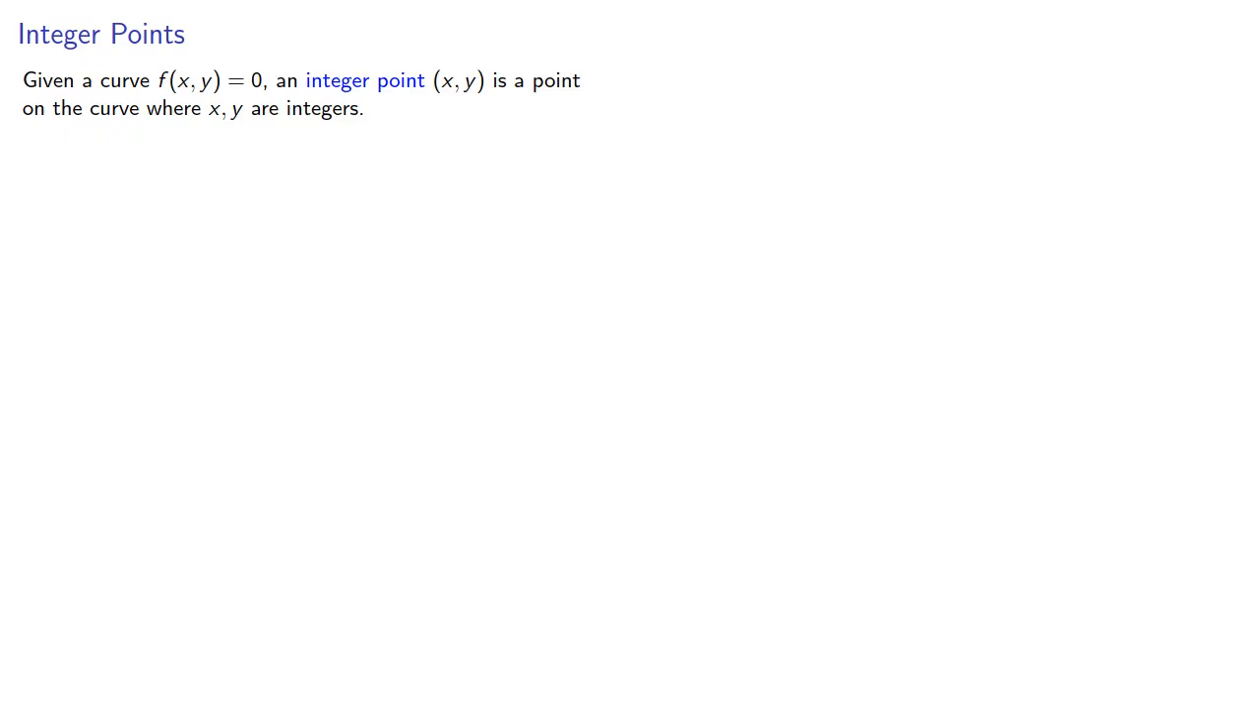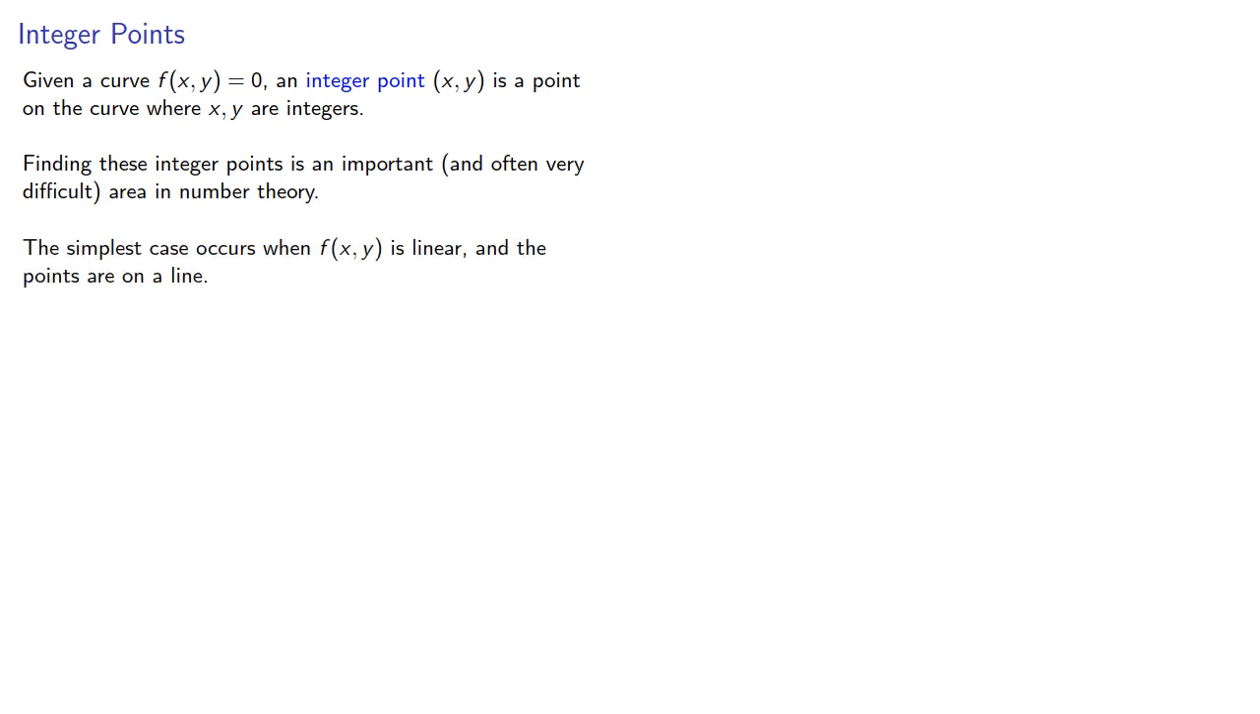So given some sort of curve f of x, y equals 0, an integer point (x, y) is a point on the curve where x and y are integers. Finding these integer points is an important and often very difficult area in number theory. The simplest case occurs where our function is linear and the points are on a line.